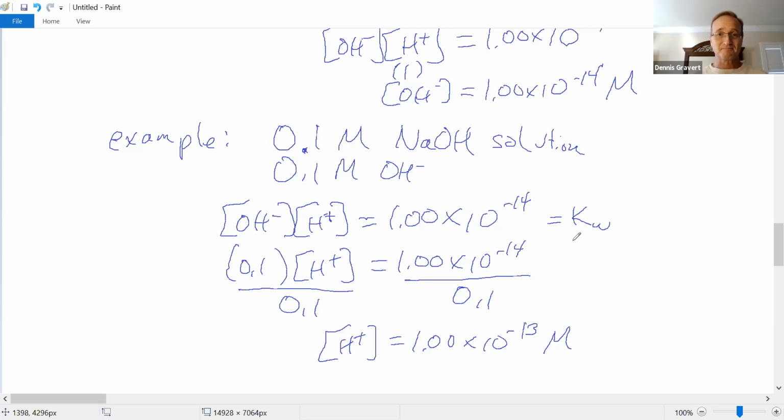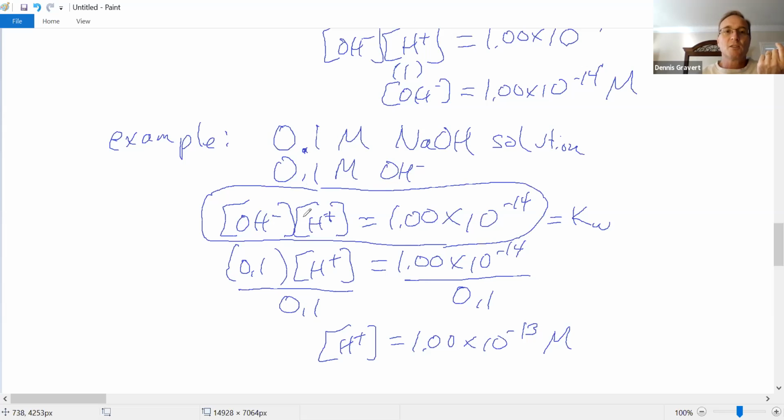Nature's rules. Okay, why was I doing all this? Well, two reasons. One, there are times when you're given one of the two things. You're either given the hydroxide concentration or you're given the H plus, and then you're asked for the other one. So you'll be using this equation all the time whenever you're given either hydroxide or H plus, and you want to find the missing one. This is a great equation, it allows you to do it.